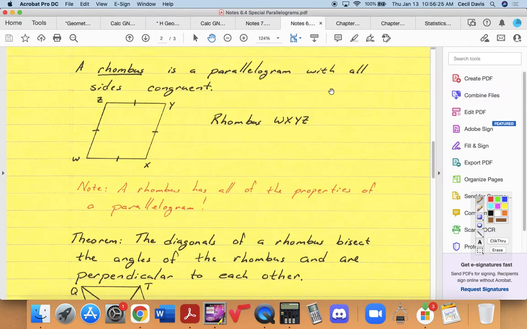So a rhombus is a parallelogram with all sides congruent. Okay, and again, when you were a little kid, you may have called this a diamond. It was probably drawn tilted so that it looks kind of like a kite. But the correct name is a rhombus.